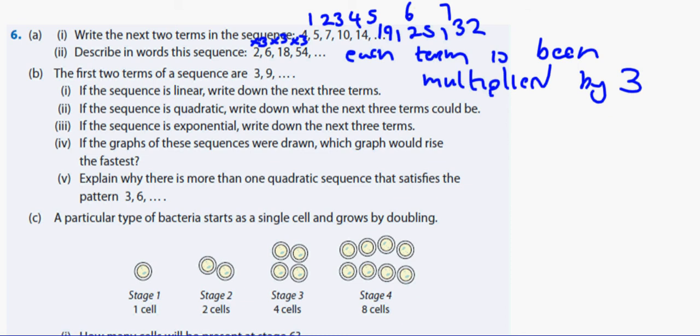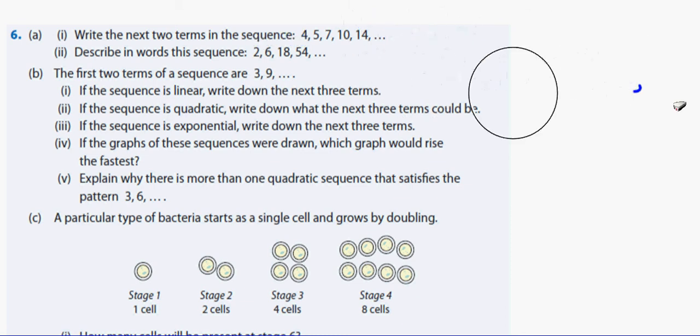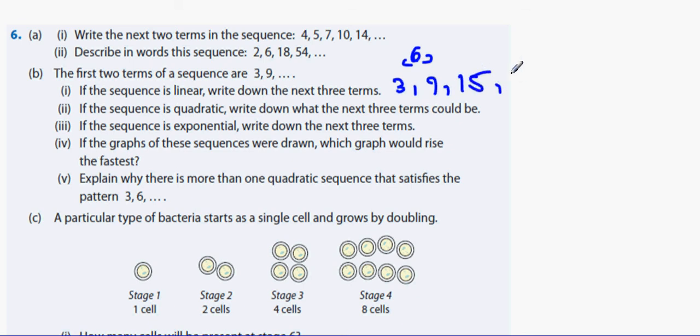The first two terms of a sequence are 3 and 9. If the sequence is linear, write down the next 3 terms. Well, if it's linear, it's going to be 3, 9, which goes up by 6. Then it's going to be another 6, which is 15. One after that, which is 21. The one after that, which is 27.